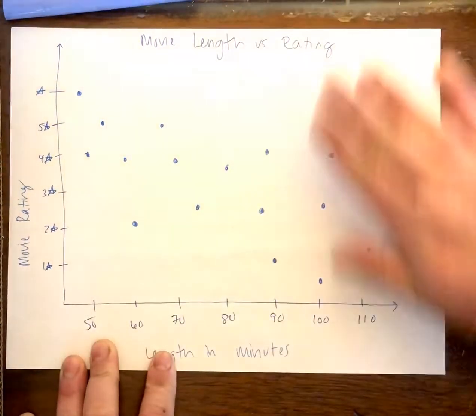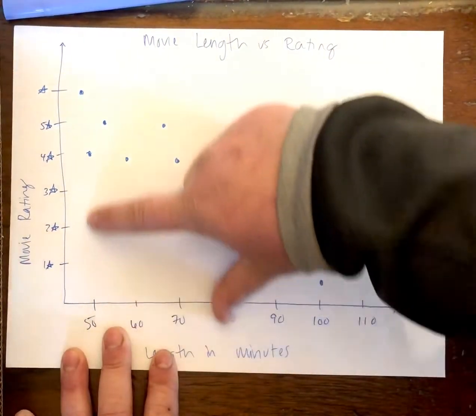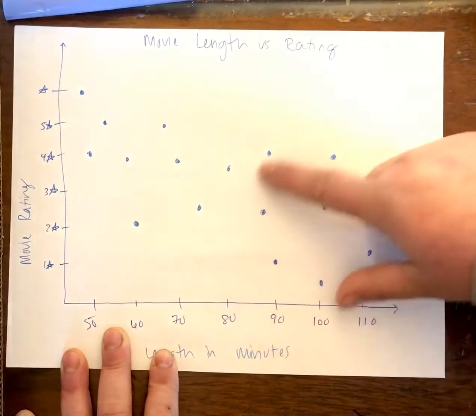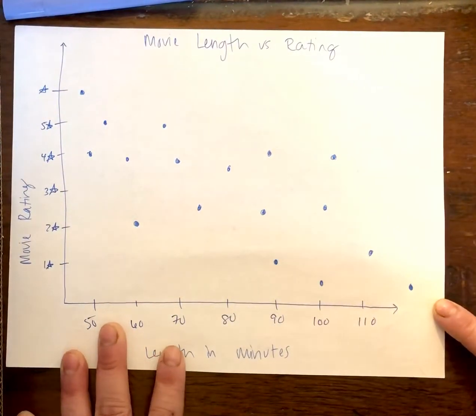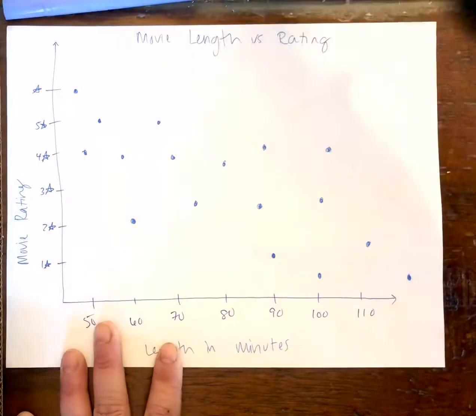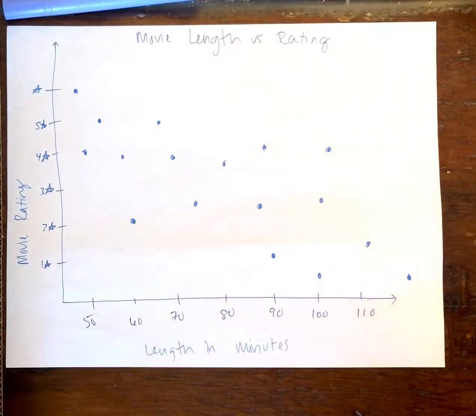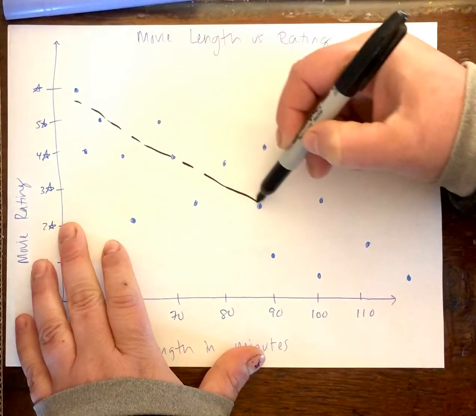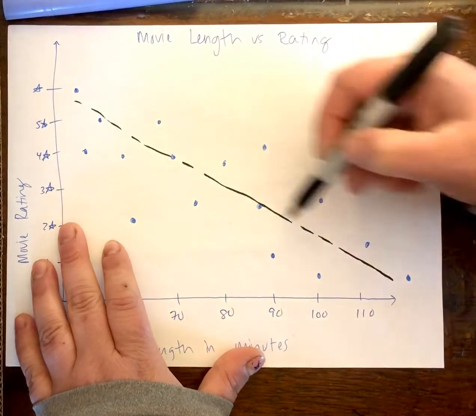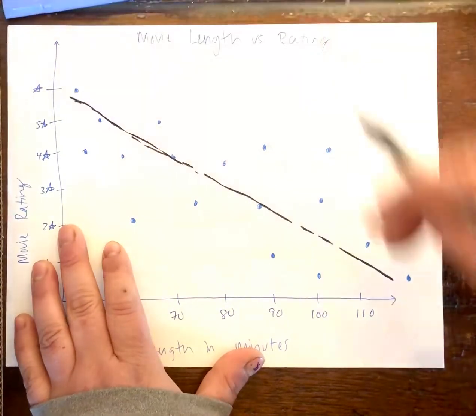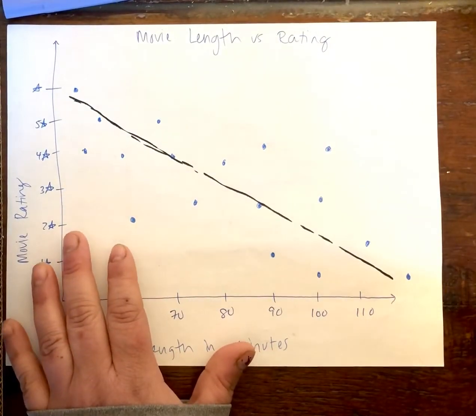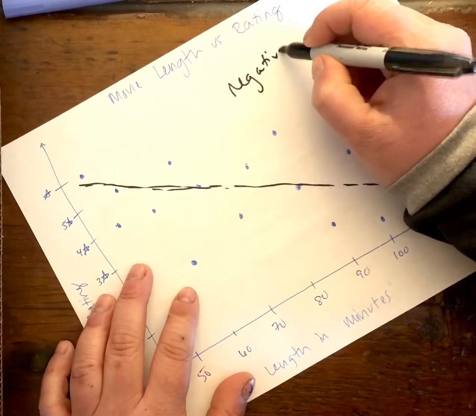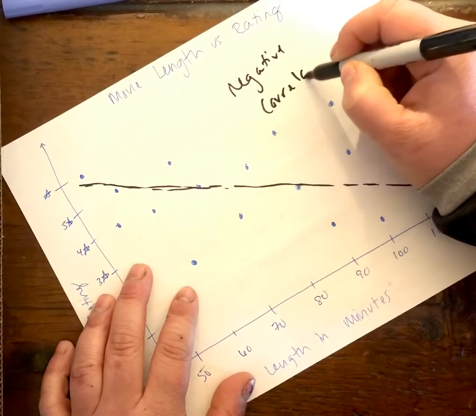So you can see here, as the movie is very short, they have some higher scores, but as the movie gets longer, those scores get lower and lower. You can imagine that I can draw a line right through the middle with half the dots above and half the dots below. When that line has a negative slope, that's a negative correlation.